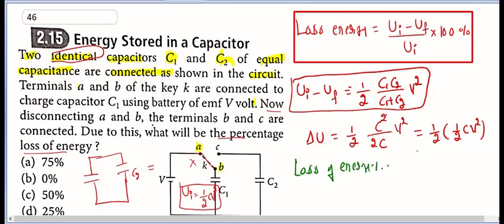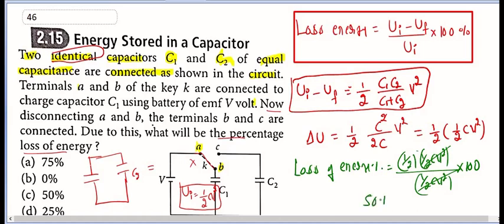So how much energy is lost? The change in energy, how much did it come to? That is 1 by 2 CV square, divided by the initial energy, how much is it, 1 by 2 CV square. So into 100%. So 1 by 2 CV square cancels. So what is the answer? 50%. That is option C, the right answer for the 46th question.